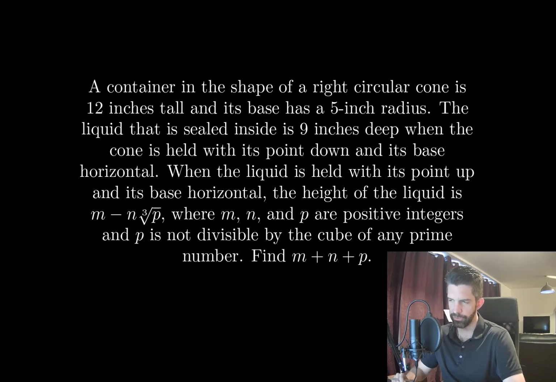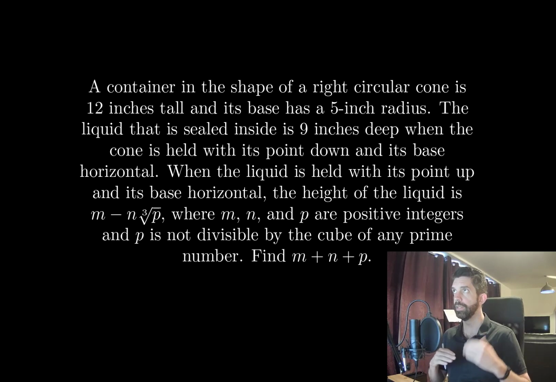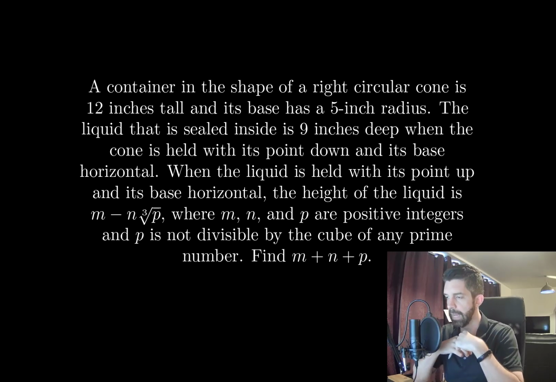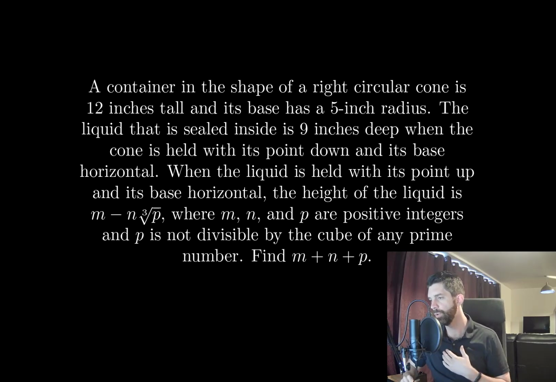Okay, so this is just going to be a test of geometry and volumes and understanding how the volume of a cone works, or even the relative volume of a cone or part of a cone. So the idea here is I have a regular circular cone, a right circular cone, like an ice cream cone. It tells us the dimensions, 12 inches tall, and its base has a 5-inch radius.